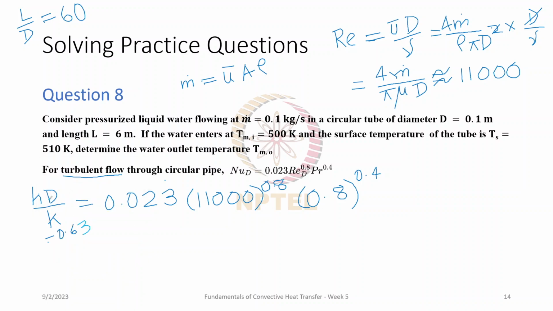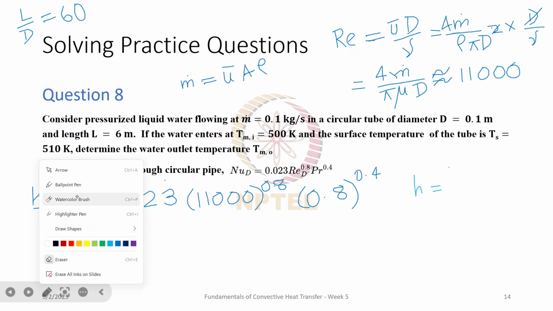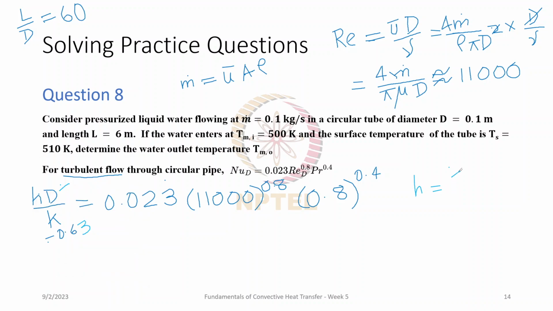This is 0.63, and d is already given to be 0.1 in the question. So if you put all that in, the value of h comes out somewhere near 235. h becomes something like 230 watt per meter squared Kelvin.